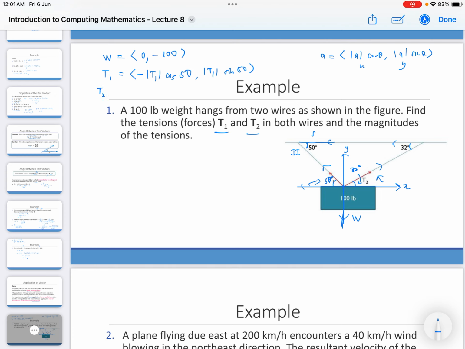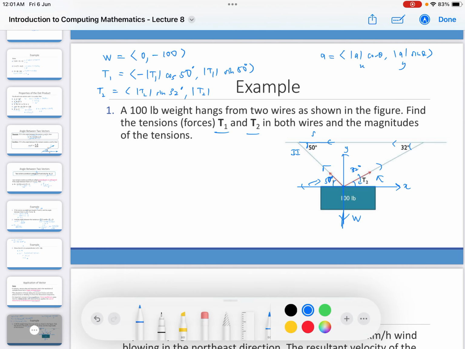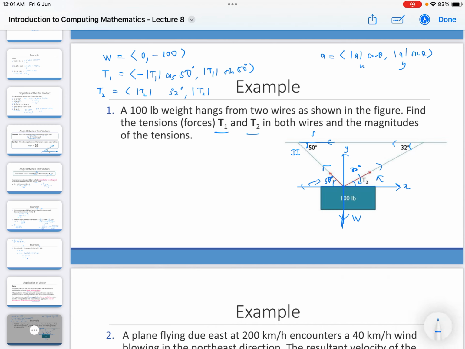And then the same goes for T2. So the first component will be the norm of T2 cos 32. This one is in the first quadrant, so sine, cos and tangent will be positive. The second component will be the norm of T2 sin 32.